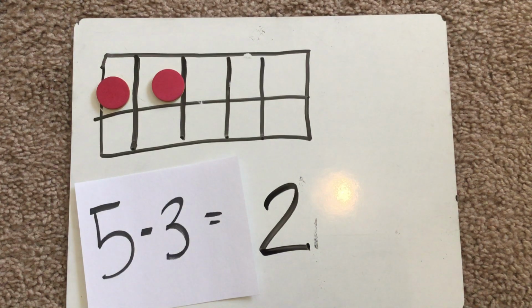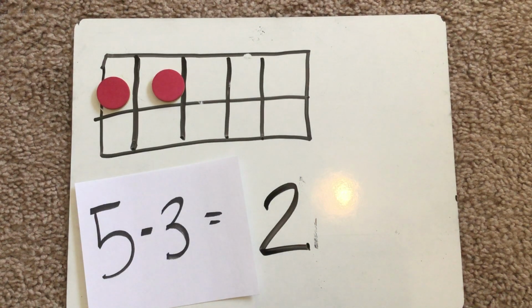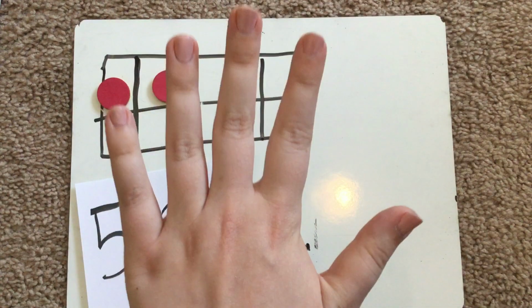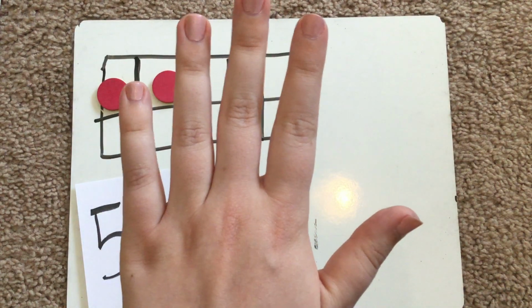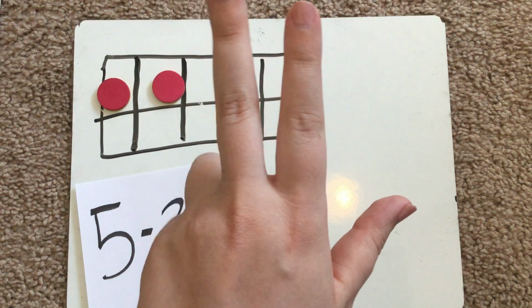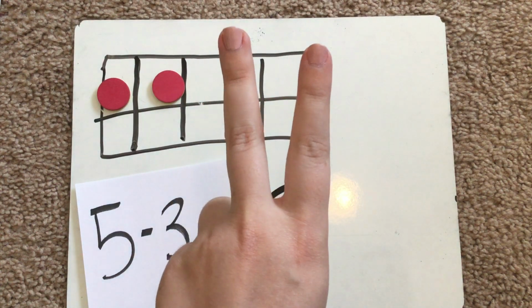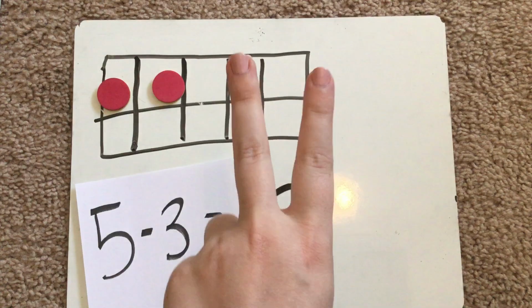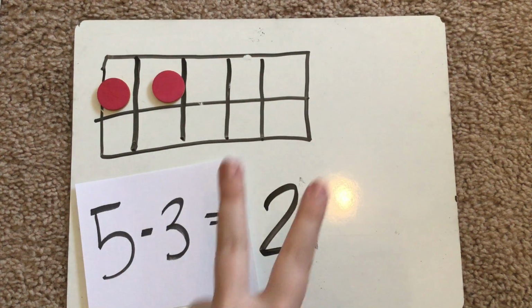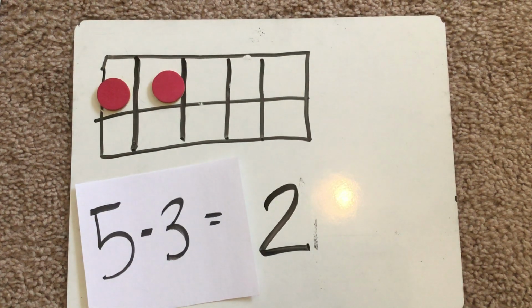If this is confusing, you can always use your fingers or do a drawing to help you figure it out. So let's do it on our fingers. 5 minus 3, take away 3. 1, 2, 3. How many are left? 2. So my answer is right because I got 2 both times.